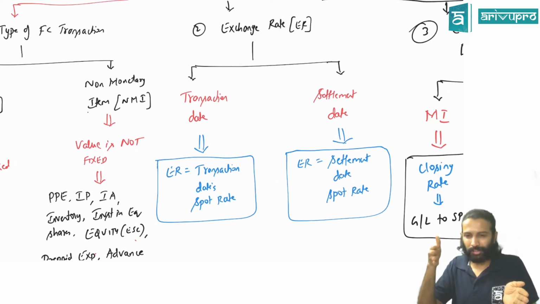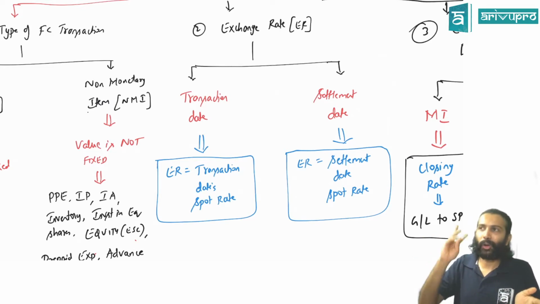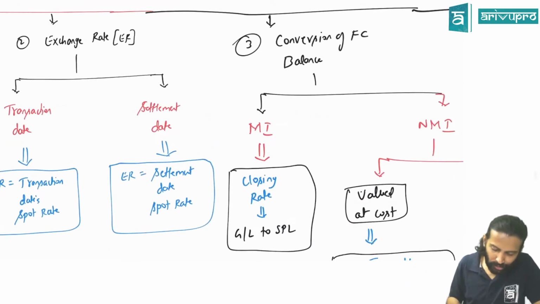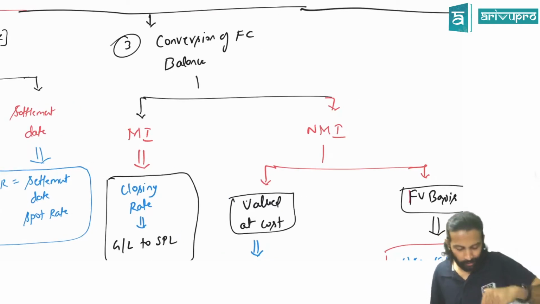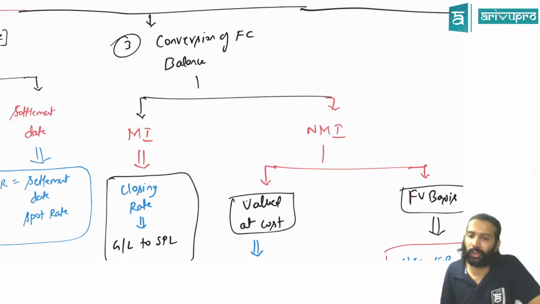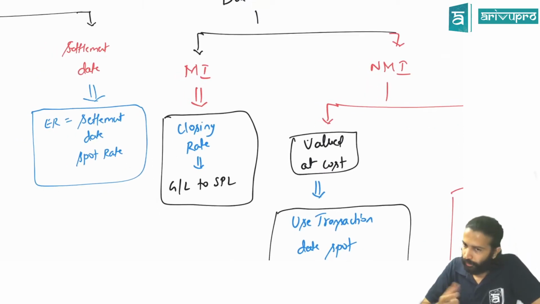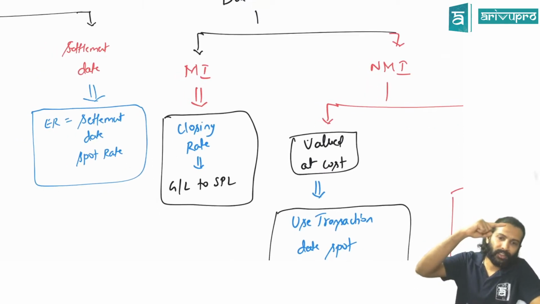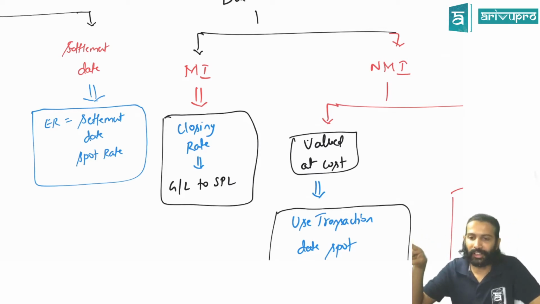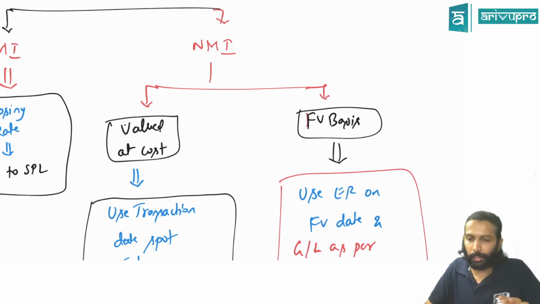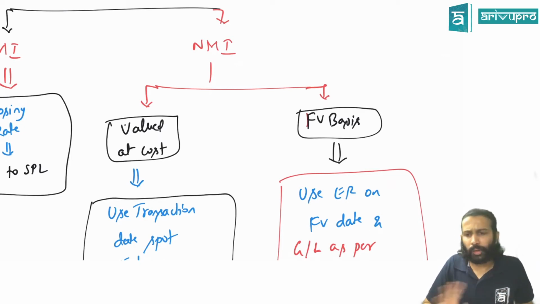If the balance sheet date comes in between, then you have to show those items at some value. For disclosure, first you have to know whether that foreign currency balance is a monetary item or a non-monetary item. If it's a monetary item, they said use closing rate. If initially you used the transaction date rate, now they're saying restate at closing rate. So there will be some gain or loss, and the gain or loss straight away goes to P&L or SPL. If it's a non-monetary item, it could be valued either at cost or on fair value basis. If it is valued at cost, no need to restate.